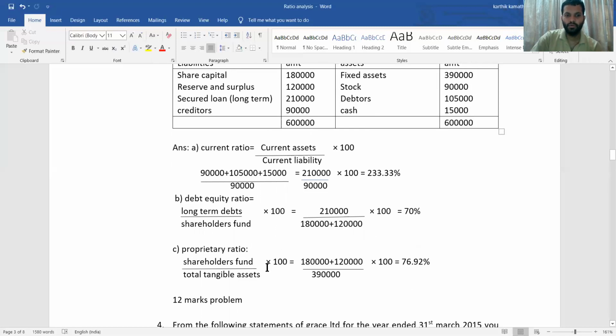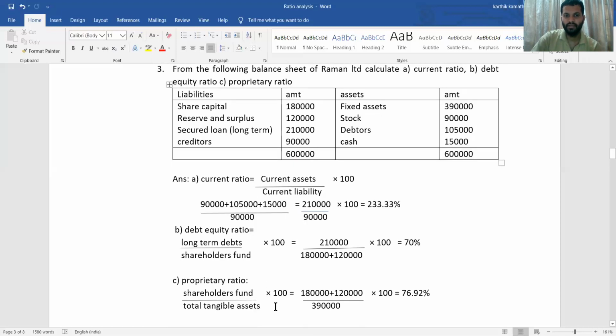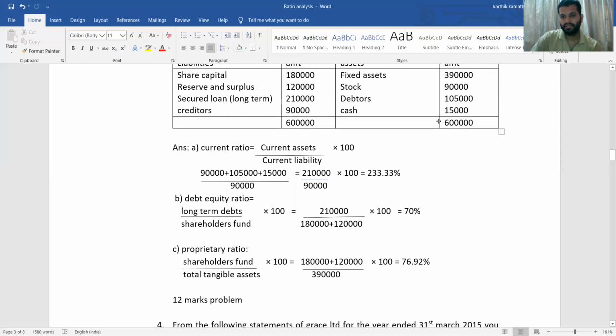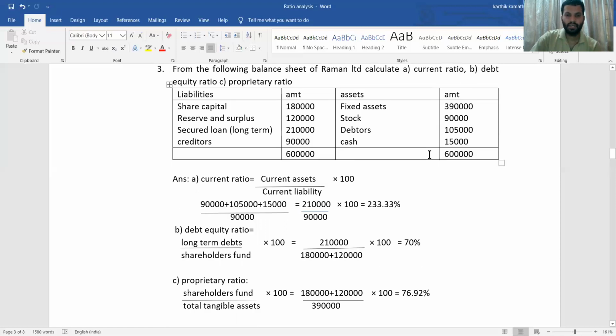Then proprietary ratio, shareholders fund divided by total tangible asset. So shareholders fund, again in the previous formula we have calculated, that is 1,80,000 plus 1,20,000, 3 lakh, divided by total tangible assets. So total tangible asset means only fixed asset. In this information, only fixed asset information they have given, tangible asset only fixed asset information. So that you consider, you will get 76.92%. So other stock, debtors and cash is your current asset.